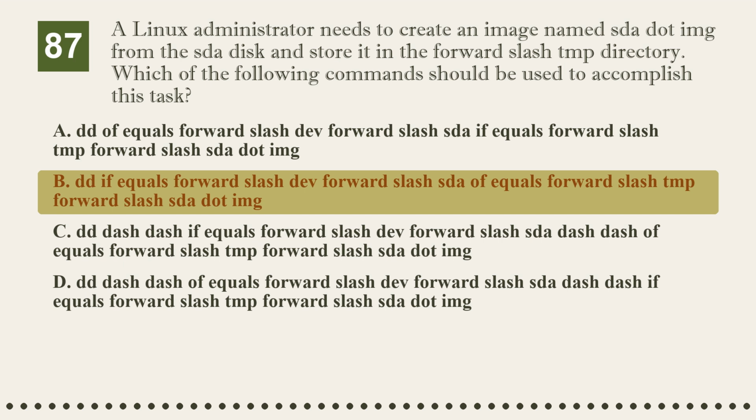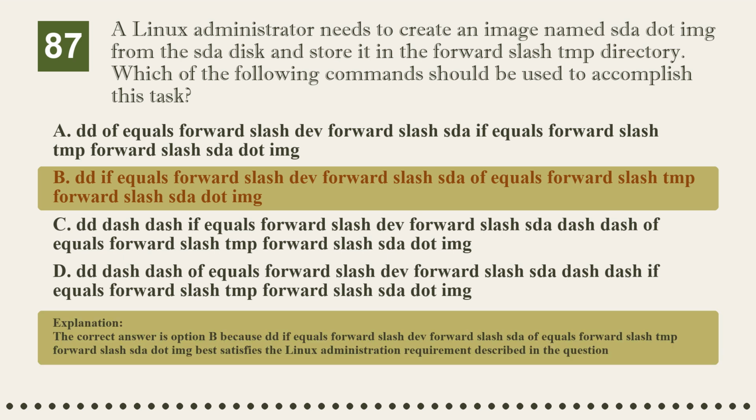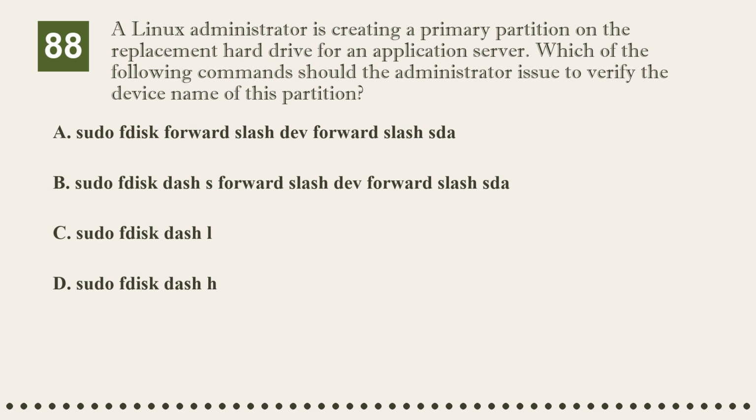The correct answer is option B because dd if=/dev/sda of=/tmp/sda.img best satisfies the Linux administration requirement described in the question. Question 88. A Linux administrator is creating a primary partition on the replacement hard drive for an application server.